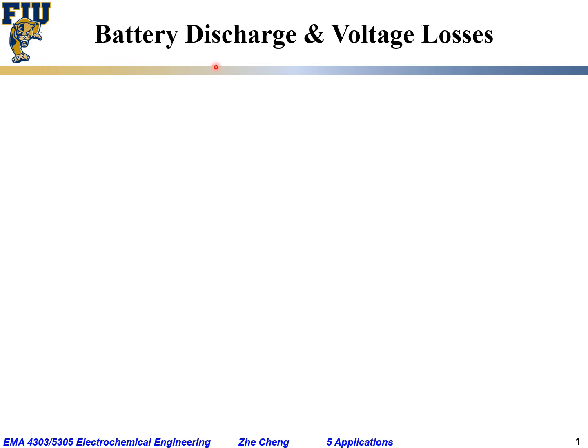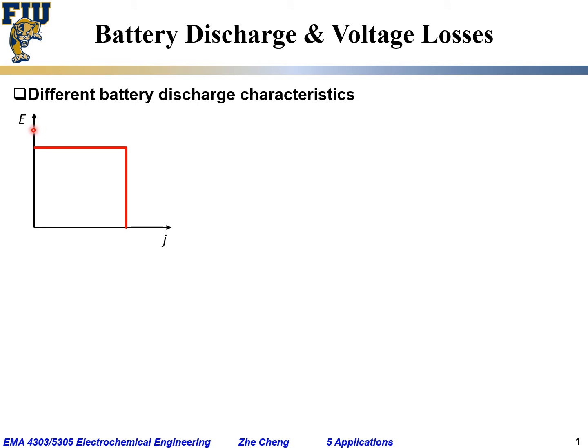When a battery is discharged, we may have different current voltage characteristics. The first one is shown here, voltage versus current density, and we would have constant voltage as the current density increases. And of course, this would be a so-called ideal discharge with zero internal resistance. This is a highly ideal situation.